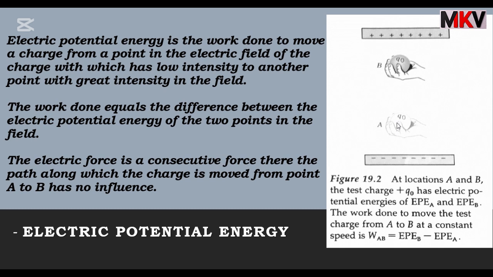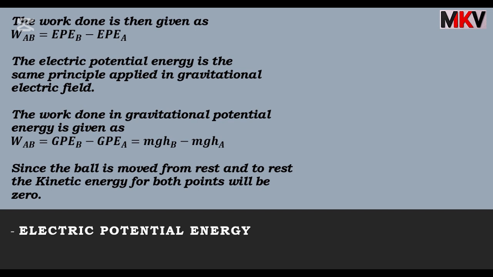So the electric force is a conservative force. Therefore, the path along which the charge is moved from point A to point B has no influence. So there's no path to be considered here when you are moving the charge from point A to point B, since the force is a conservative force. So the work done equals the electric potential energy at point B minus the electric potential energy at point A. So we find the difference between the potential energies of these 2 points.